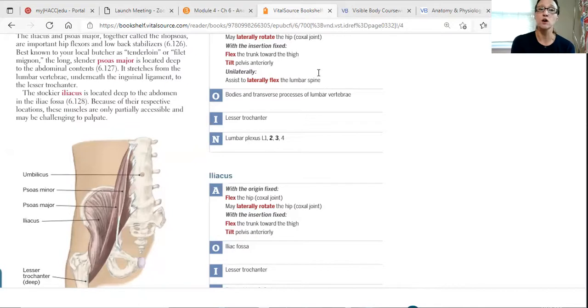And again, if we're talking unilaterally, remember we go back to our unilateral versus bilateral discussion from the traps, right? When one side contracts at a time, it is a unilateral contraction. If both sides contract at the same time, it's bilateral contraction. So we're just talking about one side of psoas contracting at a time, producing lateral flexion of the lumbar spine.